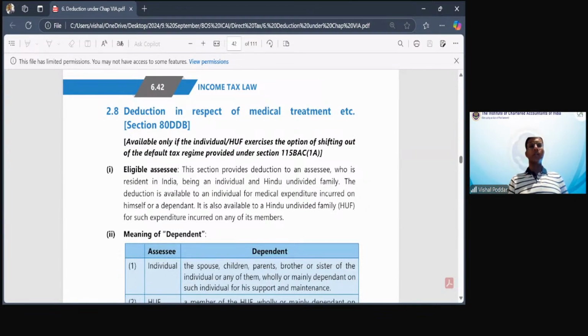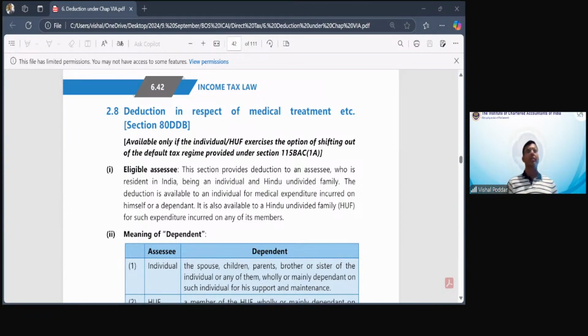Now, 80DDB. The first D is for dependent. The second DB is for diabetes. Actually, this section is not covering diabetes, but just to make this section relatable. So dependent diabetes, this is how I remember this section, DDB. Now, why have I used this terminology, dependent diabetes?